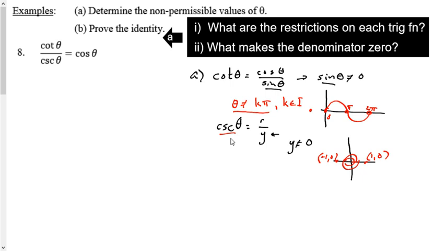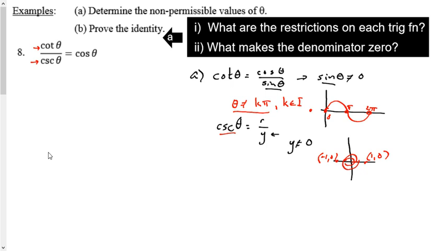Prableen, you have a question. Why are we doing cosecant? I thought it was cot theta. Because in my identity, I have a cotangent theta, but I also have a cosecant theta, and I have to consider each function that's in my identity: what restrictions does it have?